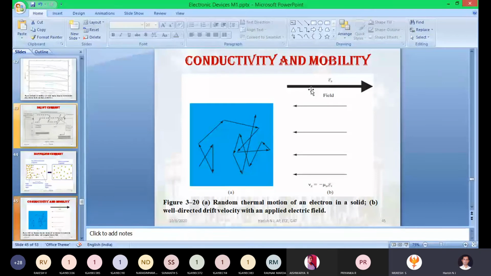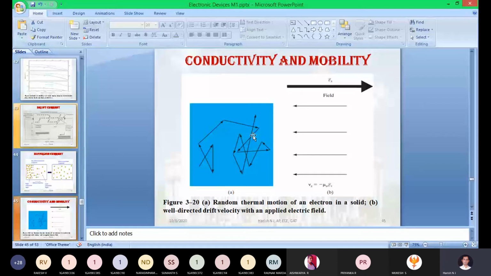Yes, sir. All 40,000. Just check it out. If electric field epsilon x is applied in the x direction, each electron experiences a net force of minus q times epsilon x from the field. This force may be insufficient to alter appreciably the random path of an individual electron.